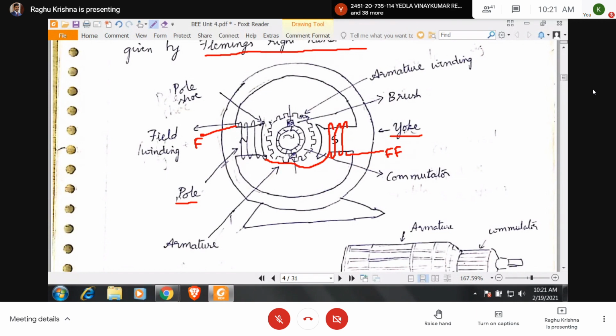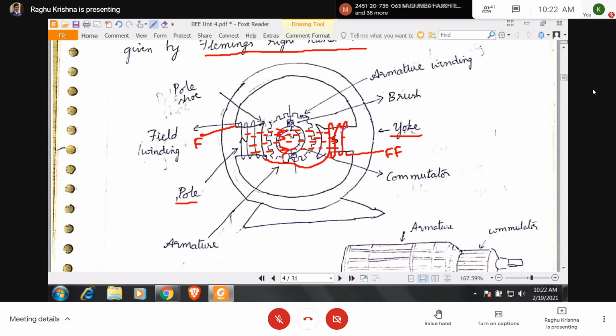So when a DC supply is given to this field winding, these poles act as electromagnets, and the direction of the north pole and south pole depends upon the winding and the direction of the current flow. Now this is the direction of the magnetic flux. You can see the arrow directions.